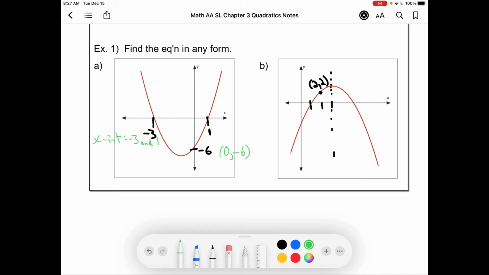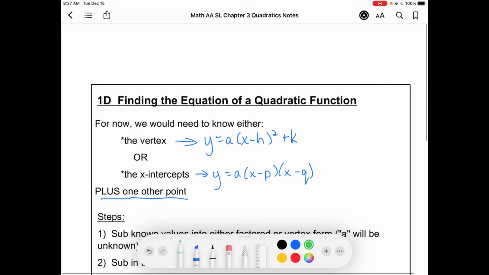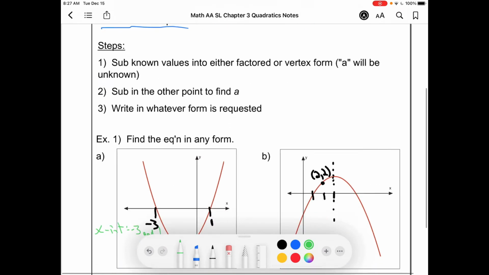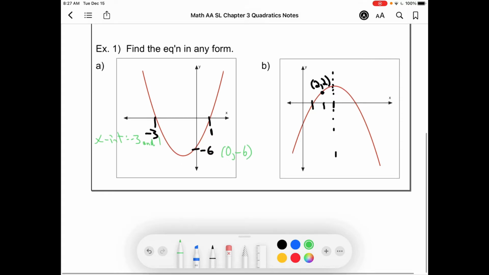So think about that. We know the x-intercepts. What form are we going to start from? Should it be vertex form or factored form, where we know the x-intercepts? I think it should be factored form. I know that this equation takes the form y equals a. Now there's an x-intercept at -3, so there's going to be a bracket that says x plus 3. And there's an x-intercept at 1, so there'll be a bracket that says x minus 1. That's the general form of this equation. The question that lingers is, what is the a value?